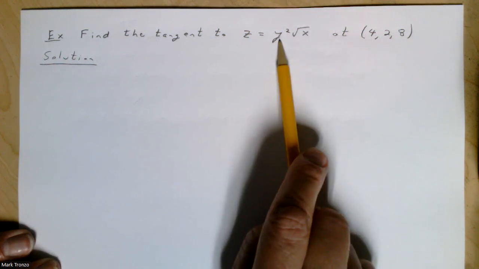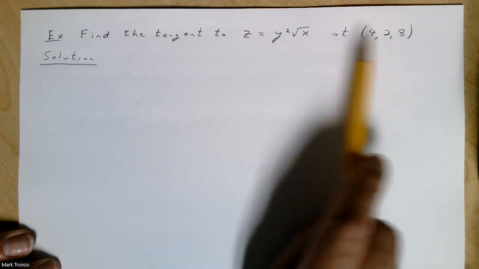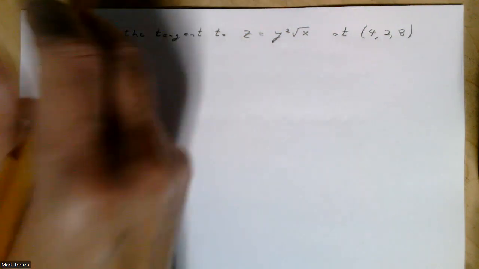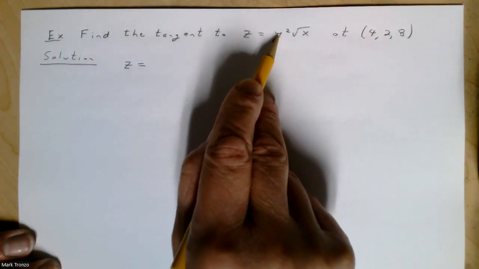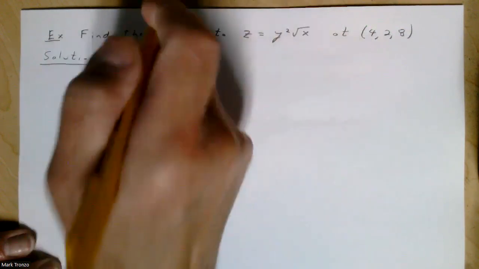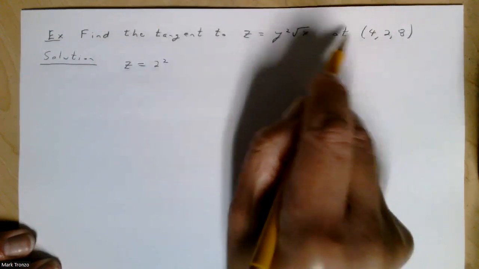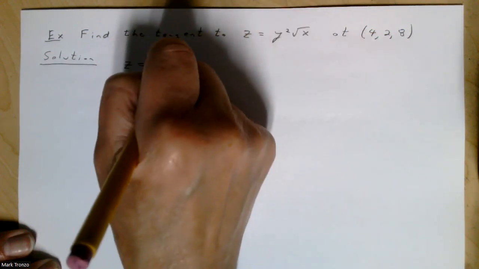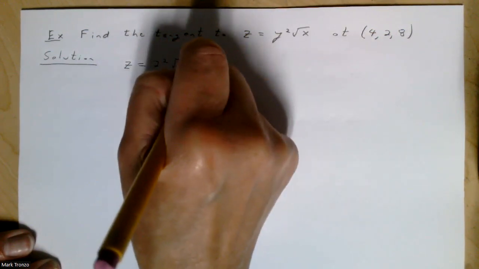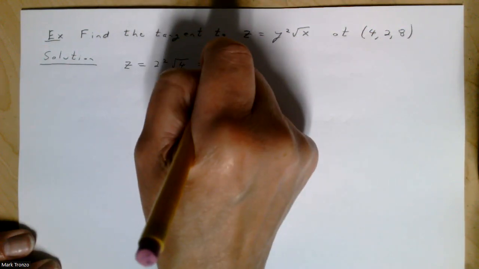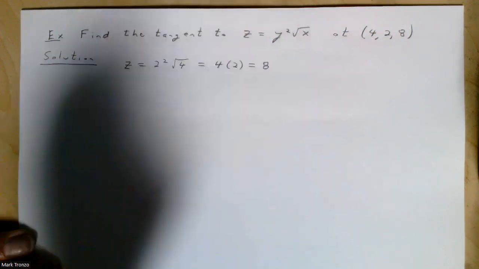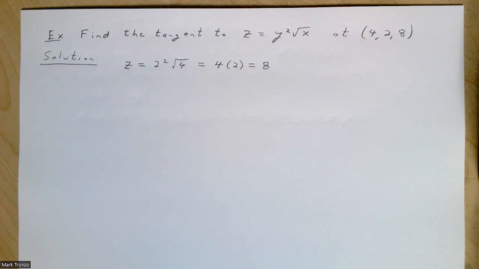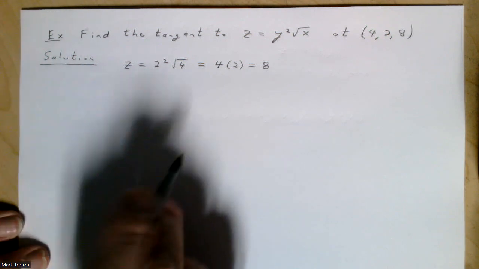In other words, if we put 4 in for x and 2 in for y, we should get 8, but let's verify that. So z equals, let's see, y was 2, x was 4. So 2 squared is 4. Square root of 4 is 2. And we do indeed get 8. So now let's go ahead.